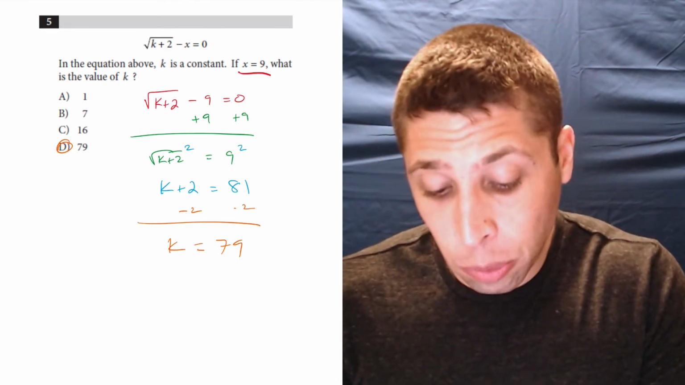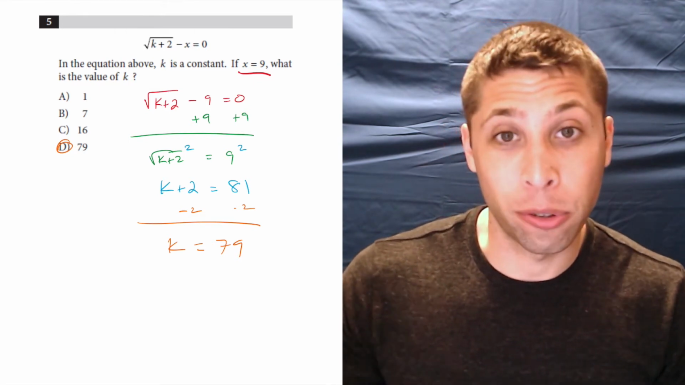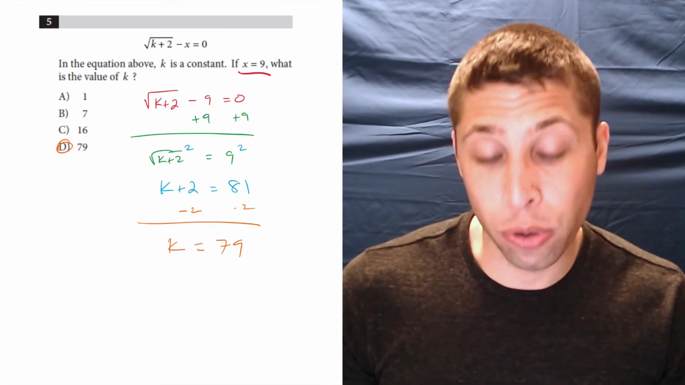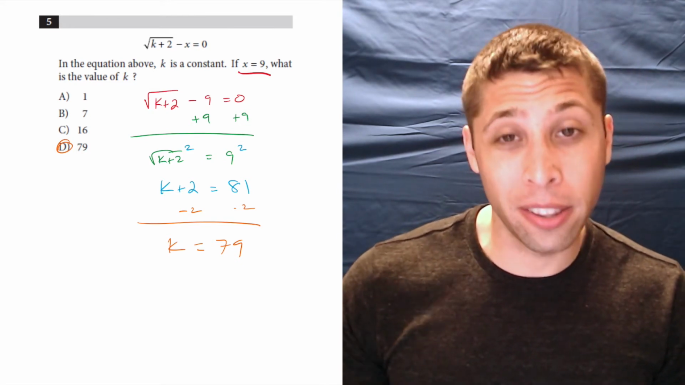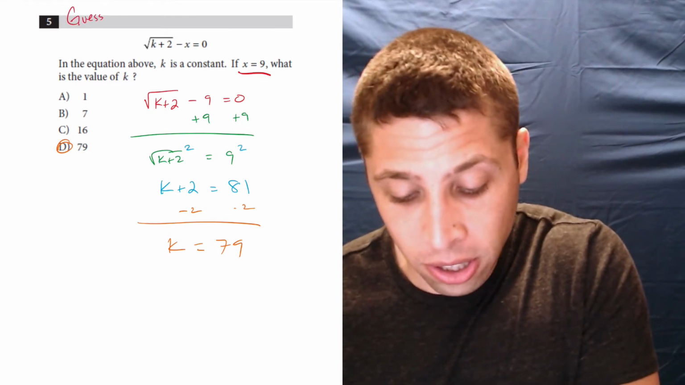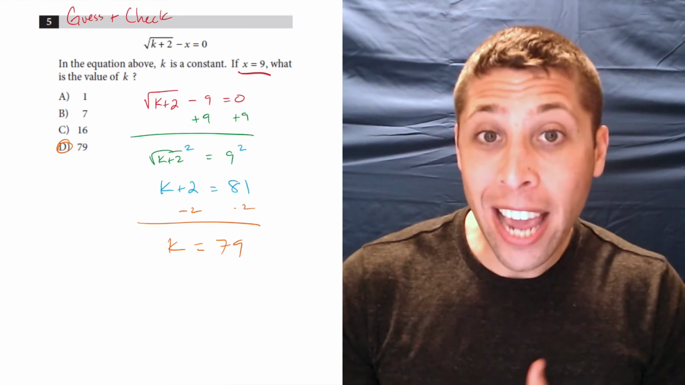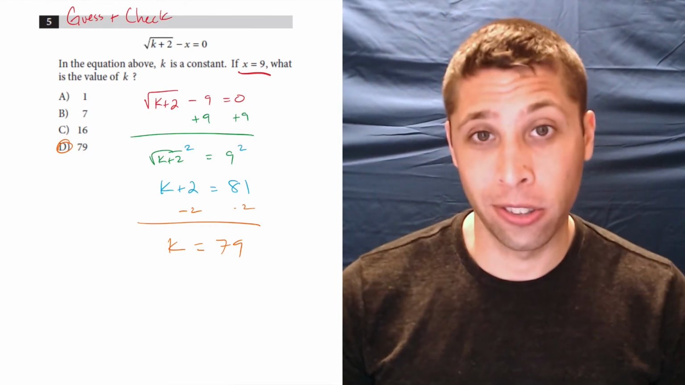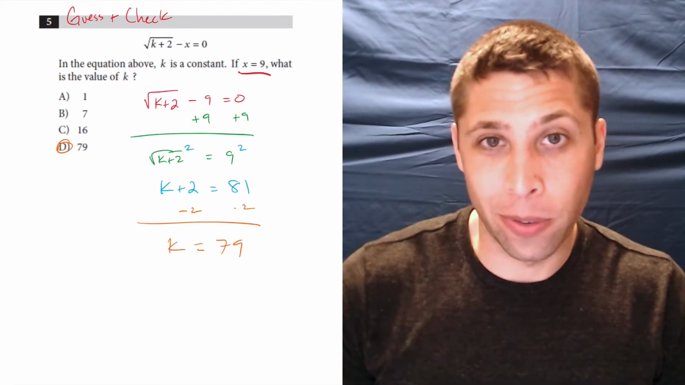So the algebra here, I think you do need to know how to get rid of square roots and all that stuff. However, if you were stuck, if you weren't confident, one thing you could always do here is just guess and check, because it's not like k could be any number in the universe. It can only be 1, 7, 16, or 79. So you've got those options.